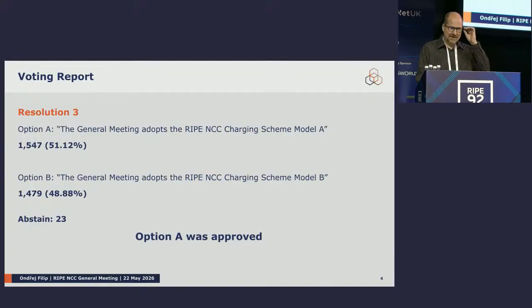I must say I learned a lot this week. And I understand the community is really split, and we can see it's roughly half and half. So it will not be easy to continue the discussion, but vox populi vox Dei. The option A was voted, and we will stay with the flat fee model.